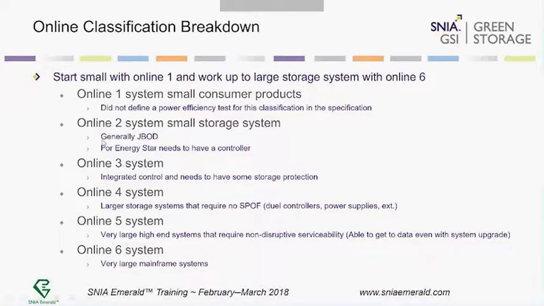Online 3, there's an awful lot of Online 3 storage systems where typically it's an integrated controller, and these begin to have some of the better attributes like storage protection. Online 4 is also a big part of the market. They're somewhat larger, and they require no single point of failure, and get over that by having dual controllers and dual power supplies and so on. Online 5 starts getting very large, and Online 6 is super large, mainframe class, of which there are just a few manufacturers. Again, Online 2, 3, and 4 are relevant for Energy Star.